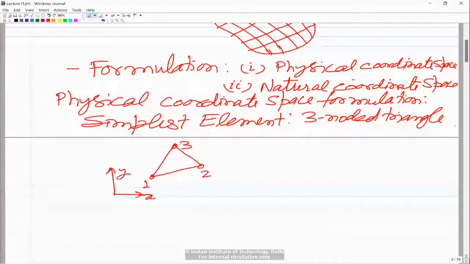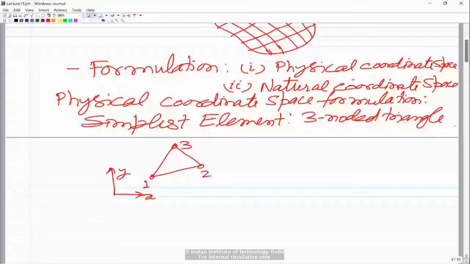And at each node there is a degree of freedom. Let's say if we are talking of a heat conduction problem, then the degree of freedom at each node would be temperature. If we are talking about the plane stress, plane strain, solid mechanics problem, then the degrees of freedom would be displacements along x and y. So u1, v1, u2, v2, u3, v3, like that. So depending on the problem.